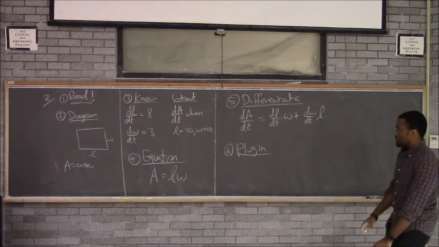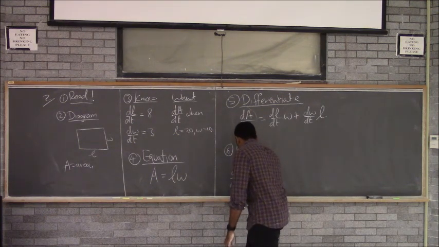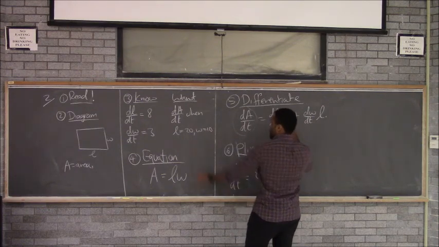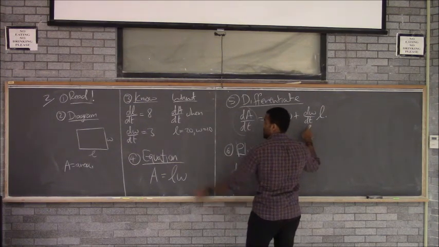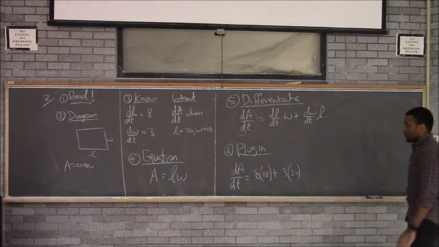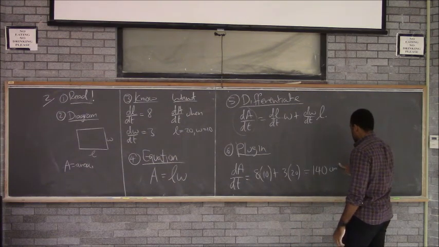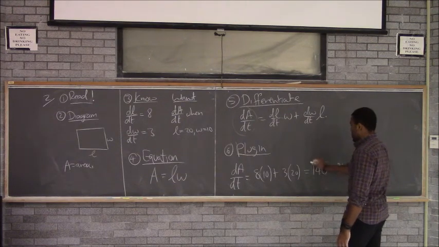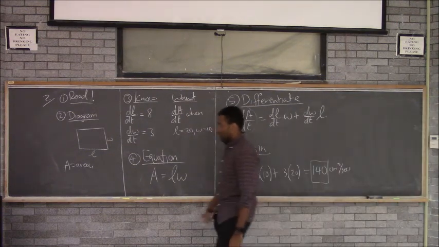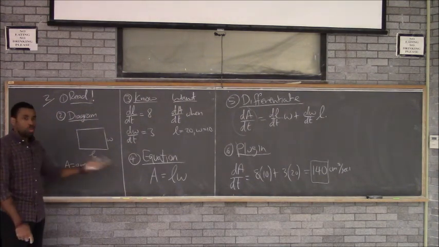Hopefully I have all the information I need. Now I want dA/dt, my dA/dt is right here, so I don't know what that is yet. But hopefully I know what dL/dt is, and I do, that's 8. Times W, that's 10, plus dW/dt, it's 3, times L, which is 20. So that would give you 80 plus 60, 140 centimeters squared per second. Right. You give me the 140. That's always it, all the time.